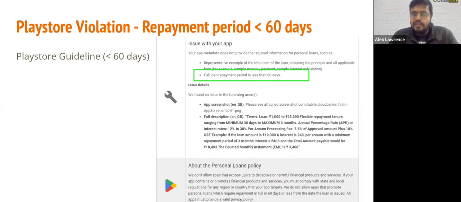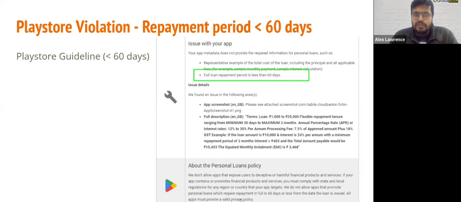So, they agree that this will not help with payday loans or other daily wage loans. In those cases, the loan cannot be published, because the full repayment will be less than 60 days. This is very interesting. Previously it was 90 days, and now they've reduced it to 60 days recently.